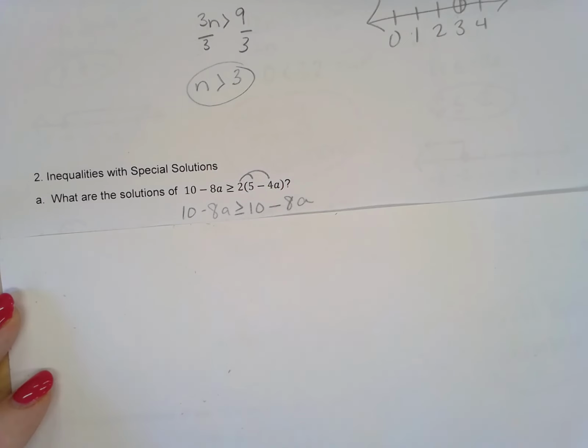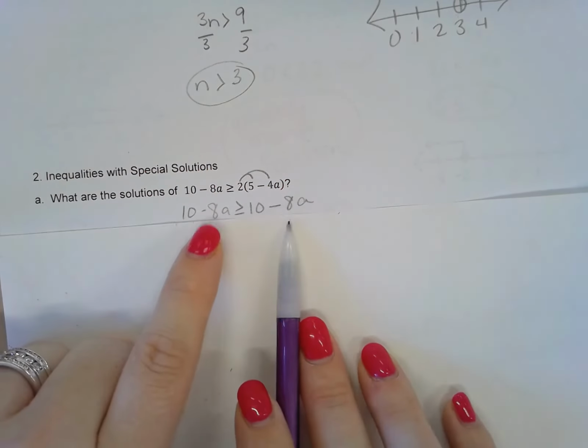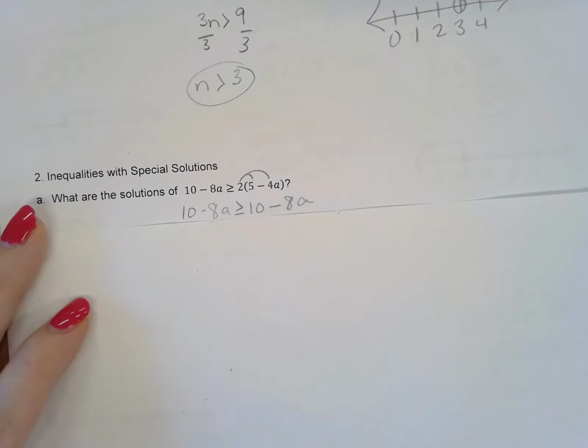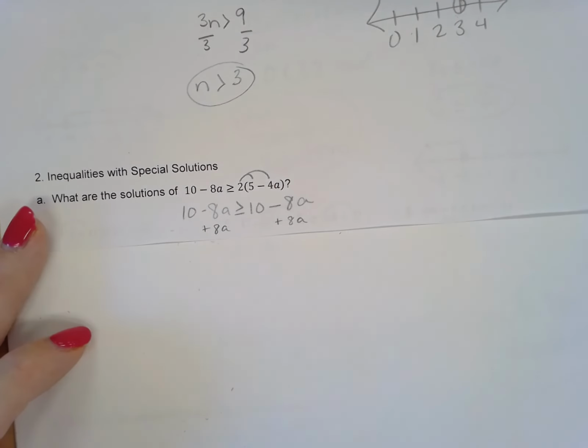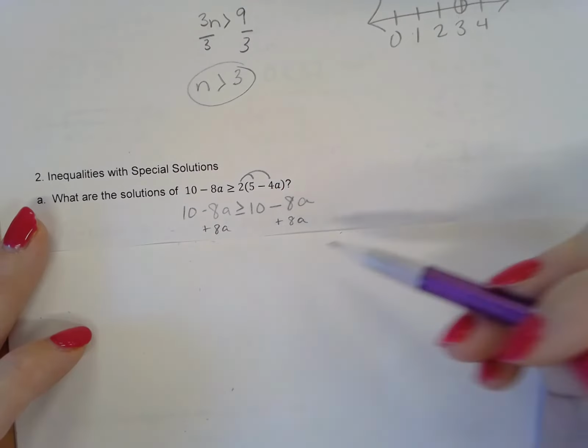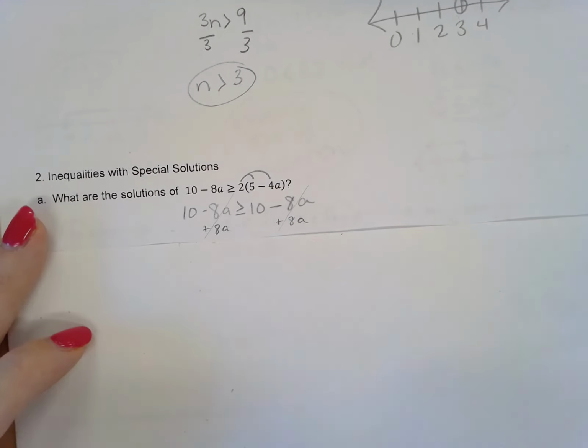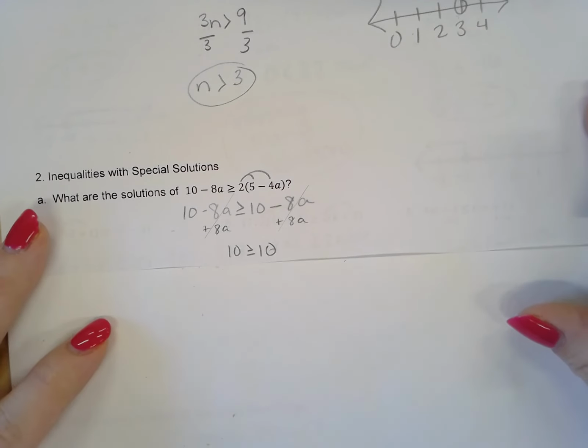Then I need to figure out which side has the smallest number in front of the letter. They're actually the same, so it doesn't matter which one I move. Either way, I'm going to be adding 8a to both sides, because they're both minus, and it'll actually cancel out on both sides. So this will leave me with 10 is greater than or equal to 10.